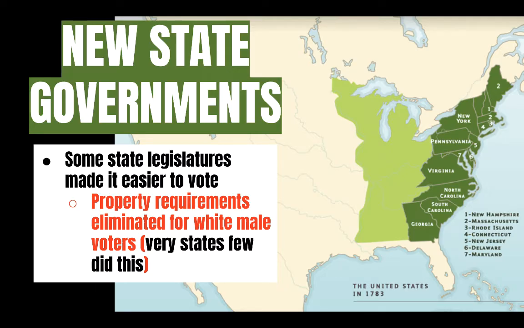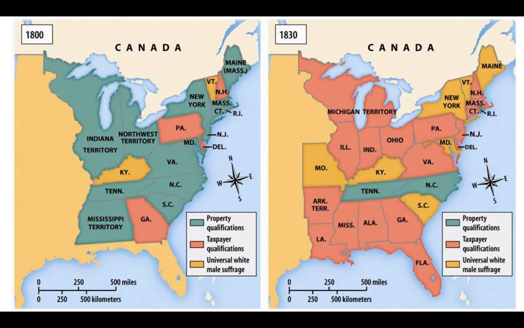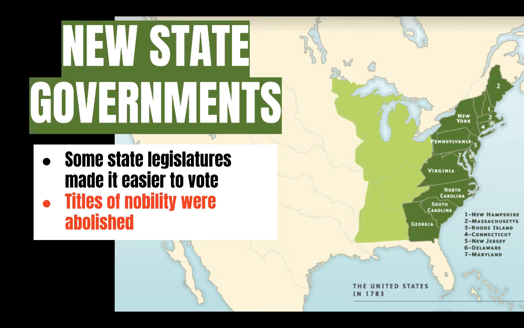Not all states would do this, and many states would keep property requirements for voting, even for the white dudes. You can see in this graphic, many states would not abolish property requirements for voting until the 1820s and 1830s. But this democratization will begin following the American Revolution as more and more white male citizens, with or without property, are able to vote. One thing that did happen in all states was that states eliminated titles of nobility.